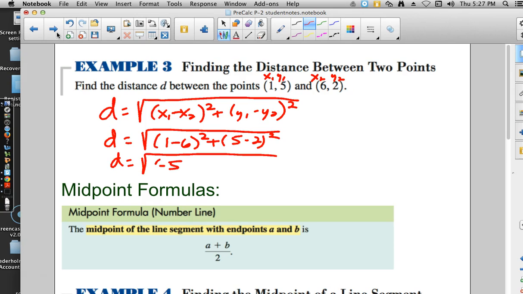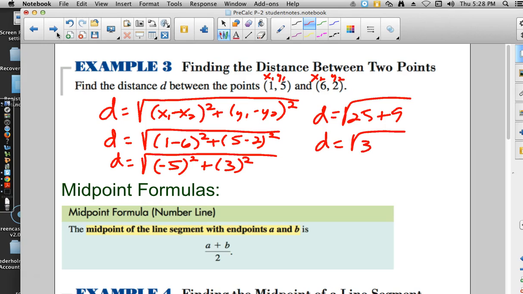So this would be negative 5 squared plus 3 squared. Alrighty, so that's the square root of 25 plus 9. Well, that is the square root of 34. And the last thing to do would be to simplify that, if we could. If there were a perfect square that divided evenly into 34, then we would do that. But this is a perfect answer right here. d equals the square root of 34.